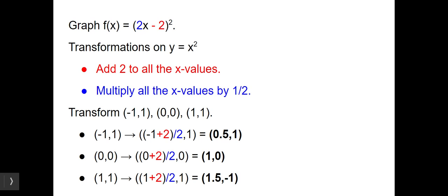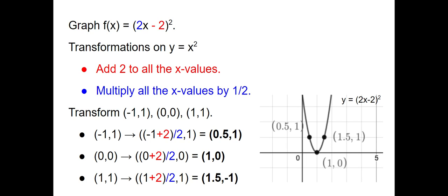And then same thing. I'll add 2 to all the x values, divide by 2 after that, and then I'll get my new point to the right. So now these are my 3 points that will give me my basic shape. And if I graph it, you'll see here's the basic shape.